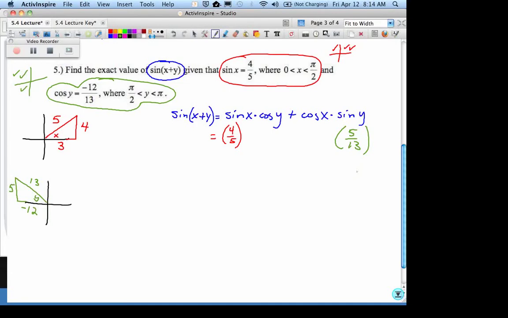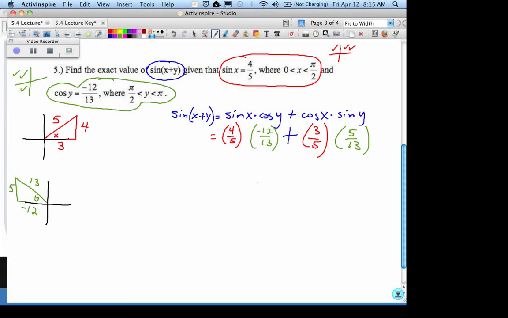Cosine of y was given to us, or again, you look at triangle y, and that is negative 12 over 13. And what's the cosine of triangle x? 3/5. And then it's still plus between. So do you see how we do that? You go to the x or the y triangle based on what it tells you.